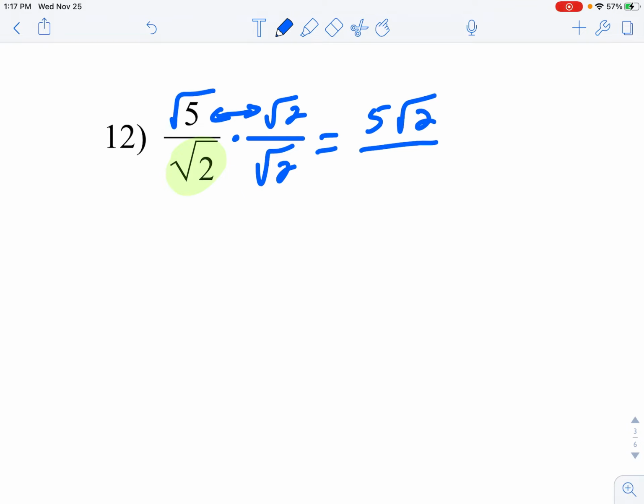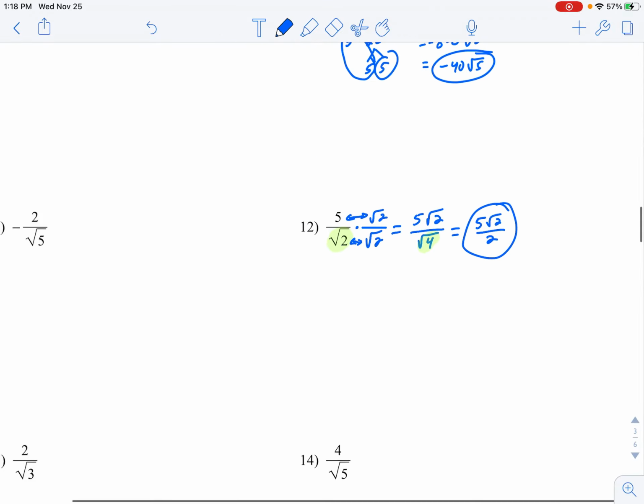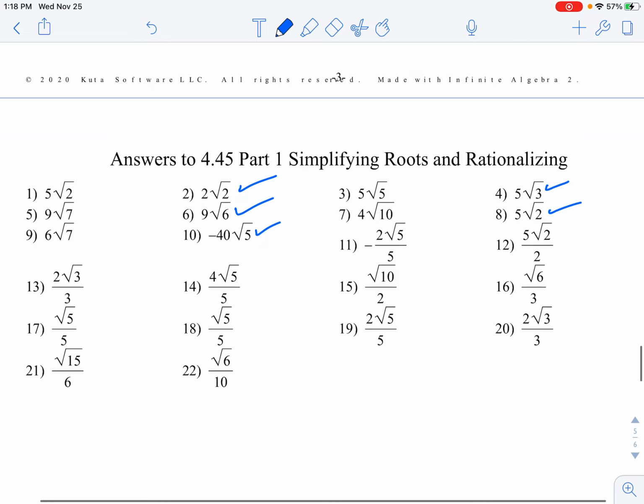If they were both radical, I could multiply them and get 10, 5 times 2 is 10. But if they're not both radical, you can't do it. So there it is. Now here, square root of 2 times square root of 2, they are both radical. You can make it square root of 4. And what is the square root of 4? It's 2. Can I reduce the 5 and the 2? No. Can I reduce the 2 and the 2? You might be tempted, but no. One's radical, one's not radical, so they're not compatible. You cannot reduce those. This is the answer. Number 12, 5 radical 2 over 2.